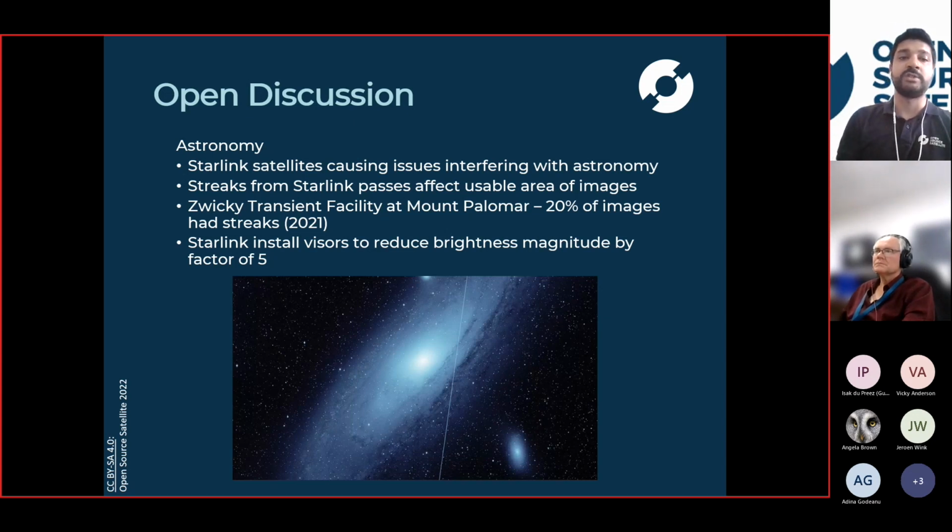So Starlink has tried to mitigate these issues by installing visors to reduce the apparent brightness of the Starlink satellites to reduce that streaking effect, and they've managed to reduce that by a factor of 5. So whether that is enough or not is still debatable.